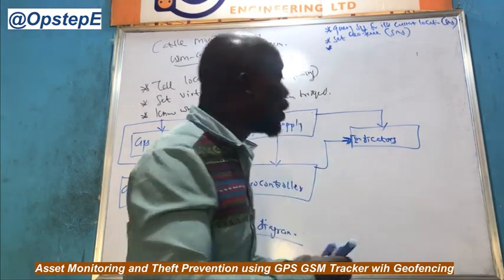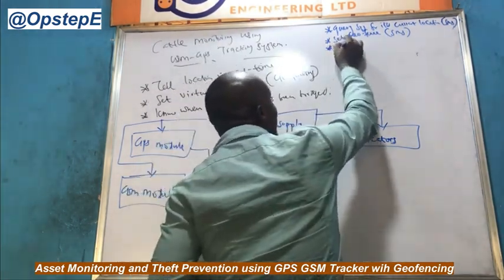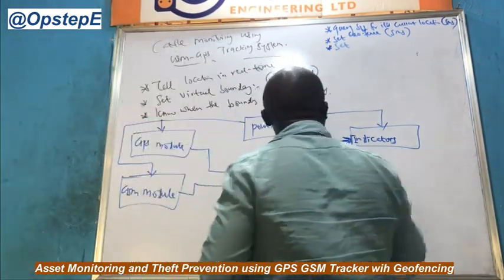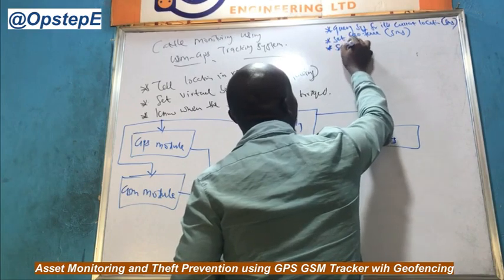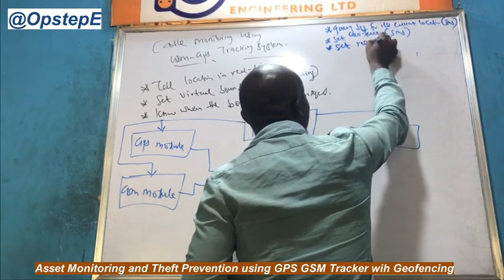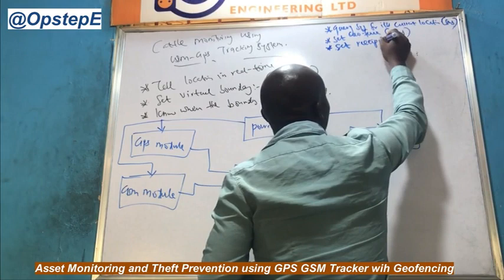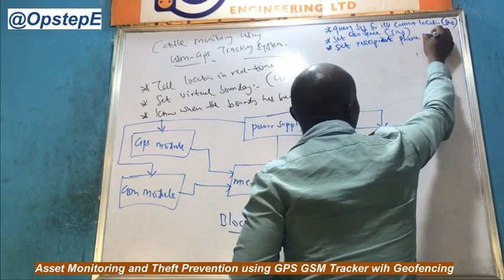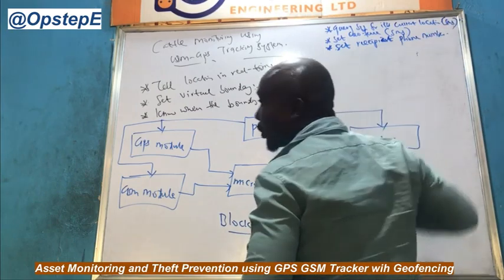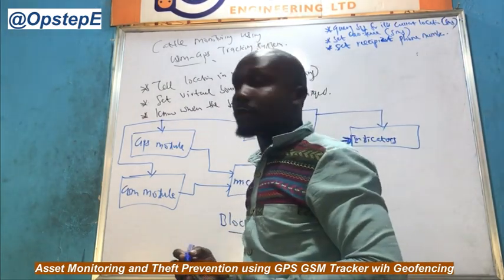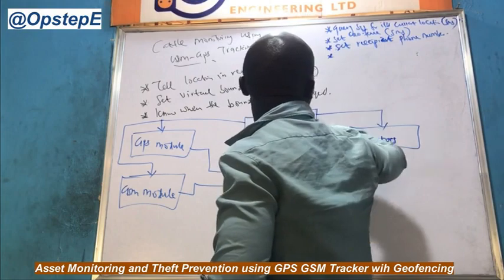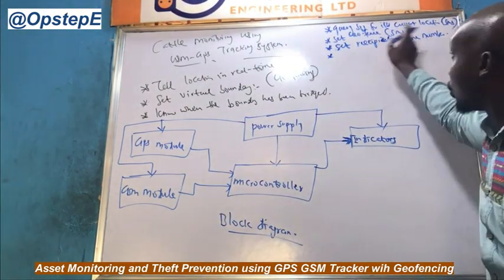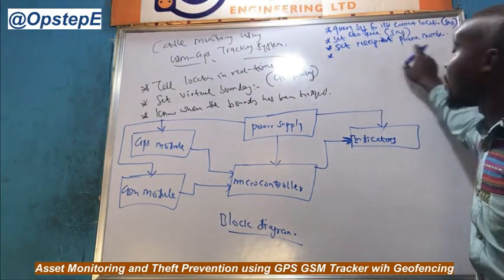Does it make sense? So you should be able to set the recipient phone number at any given point in time. Does it make sense? The other thing should also be: you can query for current location, you can set a geofence, you can set the recipient phone number.